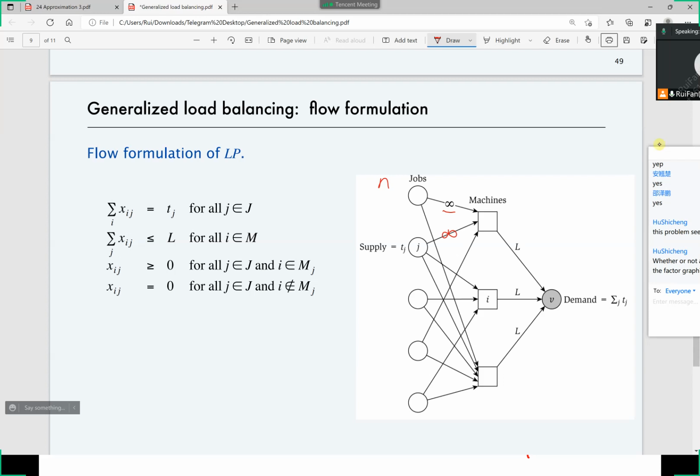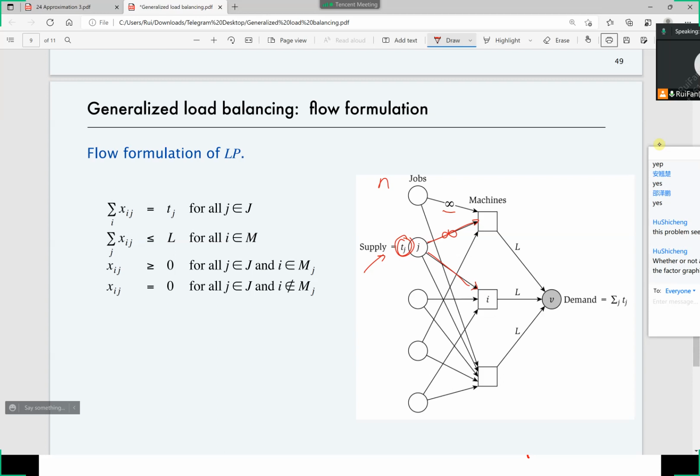What this is saying is that for each job, the total amount of work on this job, which is T_j, must be given to some of these machines. Oh, sorry, I forgot to say that the jobs are only connected to the authorized machines. So for example, this job over here is only authorized on the first 2 machines. Every job is only connected to its authorized machines. And so what these edges from the jobs to the machines indicate is that the amount of work in this job has to be done on some of these authorized machines.